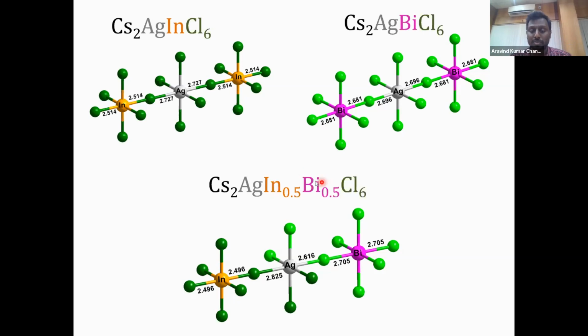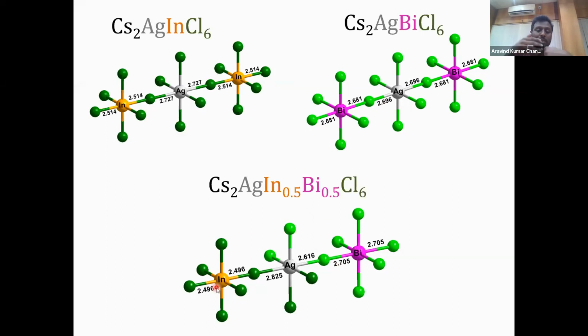Now when I try to mix both of them and I have both bismuth and indium in a single material, this is how the crystal structure looks. The octahedra formed by bismuth is symmetric with a bond length of 2.705. So is the indium one, perfectly symmetric with a bond length of 2.496. But then you can see that these corner halogens have to be shared. If I have a 50-50 percentage, three of them will be shared with bismuth. That's why I represented them by light green, whereas the other three are represented by dark green. And this has a bond length which is larger. So essentially, I've distorted the silver AgCl6 octahedra by creating a mix of indium and bismuth.